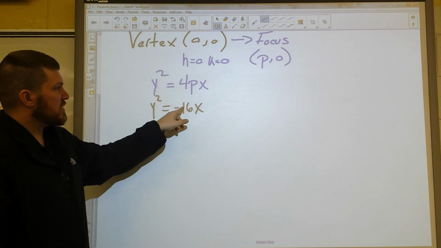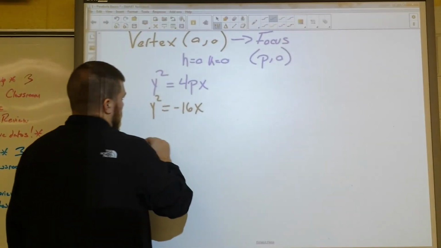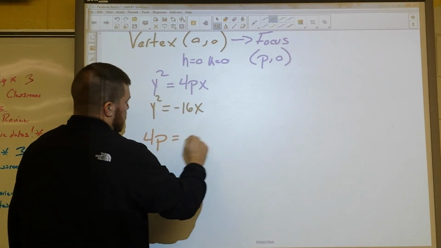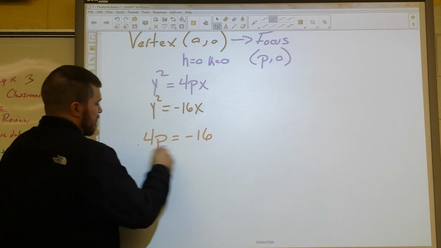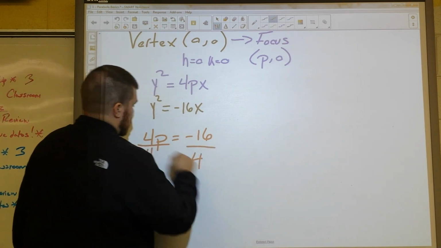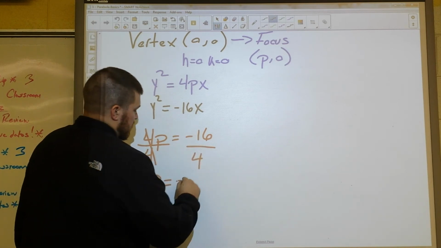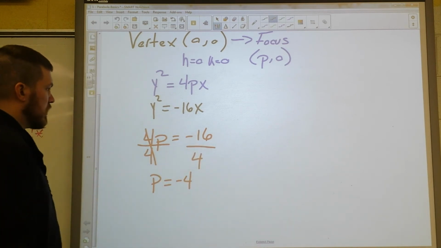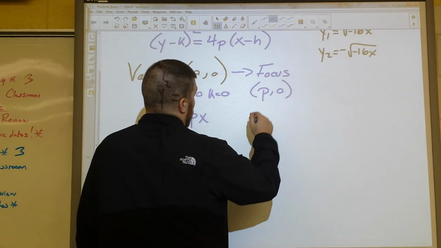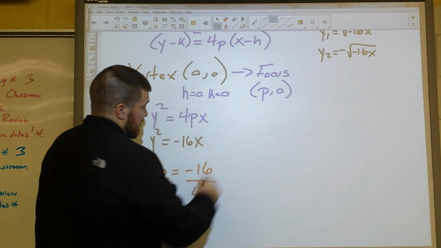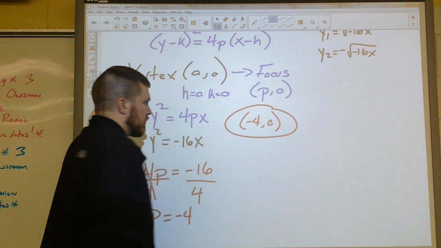What that means is that 4p and negative 16 must match up. So 4p must be equal to negative 16. I want to get p by itself, so I'm going to divide by 4. So p equals negative 16 divided by 4, which is negative 4. That automatically tells me that for this problem, the focus is at negative 4 comma 0. So we're done with that part of the problem.